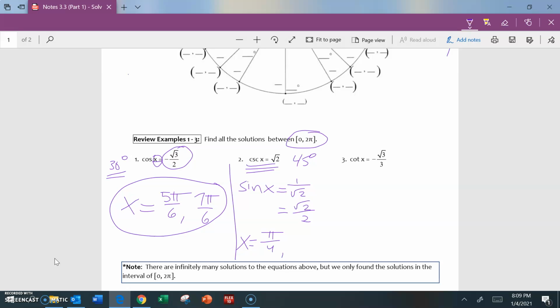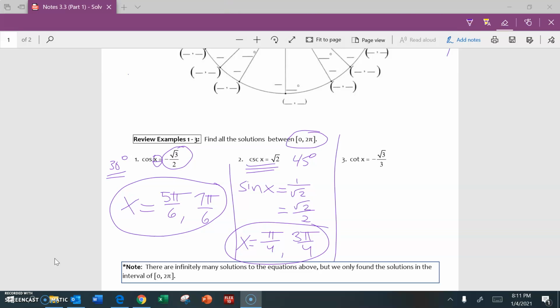And then all students take calculus. That is going to be positive also in our quadrant 2. So that means our second and only other answer would be 3 pi over 4.